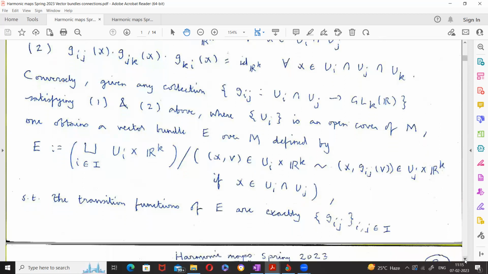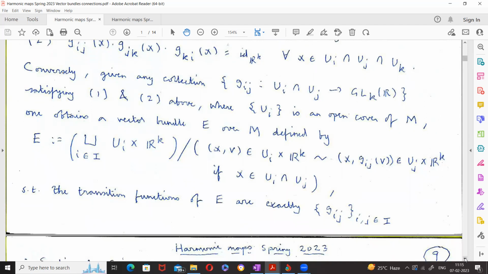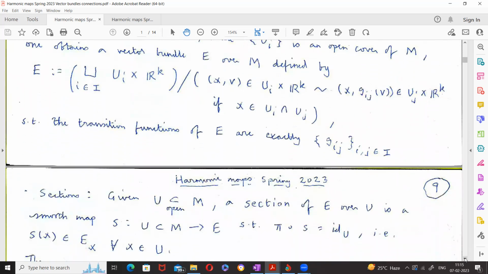So, any questions? So, to define a vector bundle, often it's just convenient to give the transition functions, because that will uniquely determine the vector bundle. Okay.